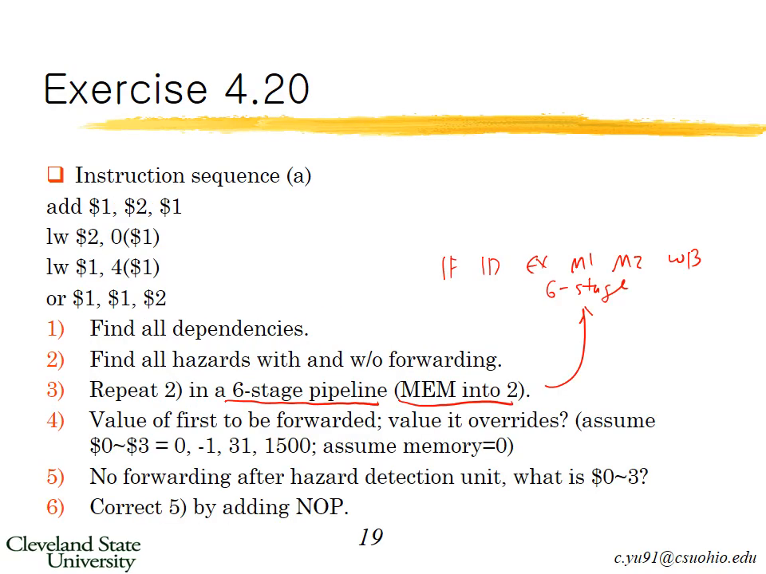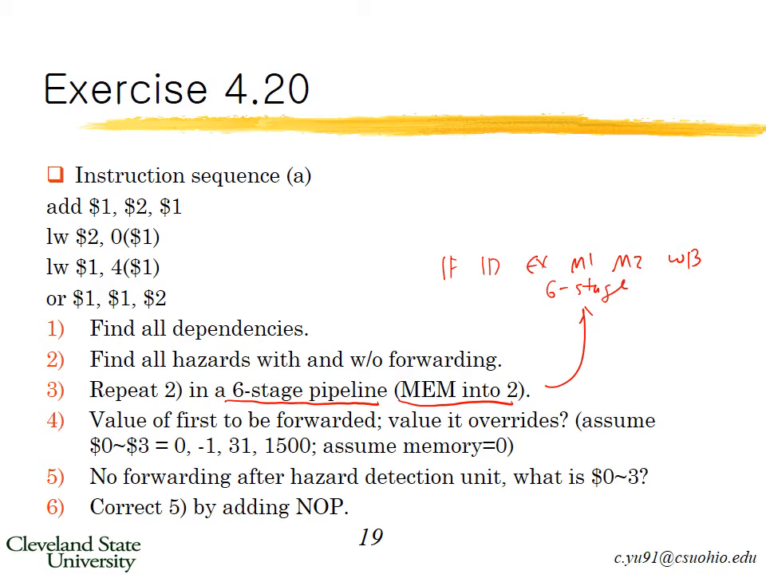Okay, this is exercise 4.20. As before, I'm explaining for instruction sequence A. Your homework is to complete it for instruction sequence B. One thing I need to note is the 6-stage pipeline. So in this case, the memory is divided into 2 stages. So that's IF, ID, EX, M1, M2, and write back. So that's 6 stages.